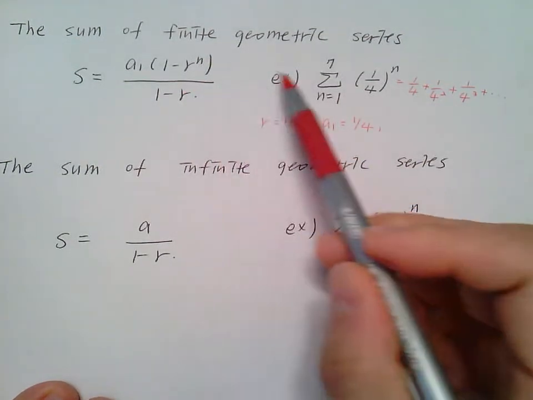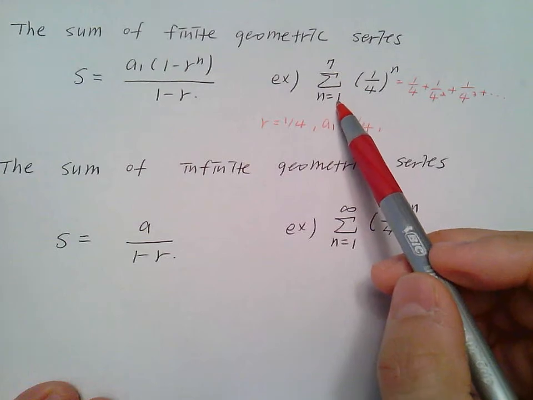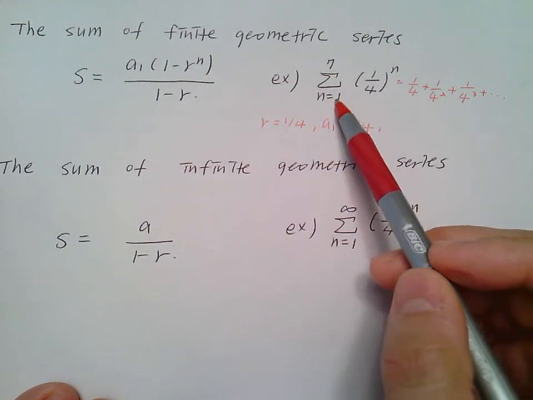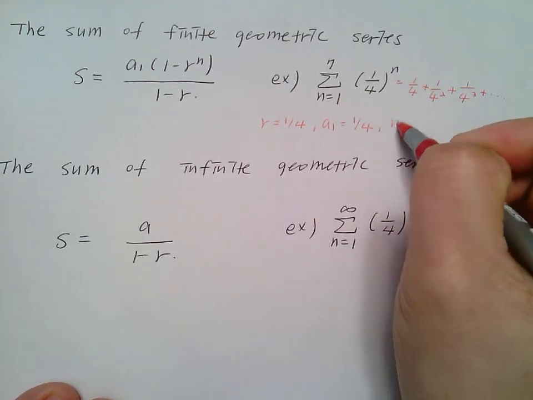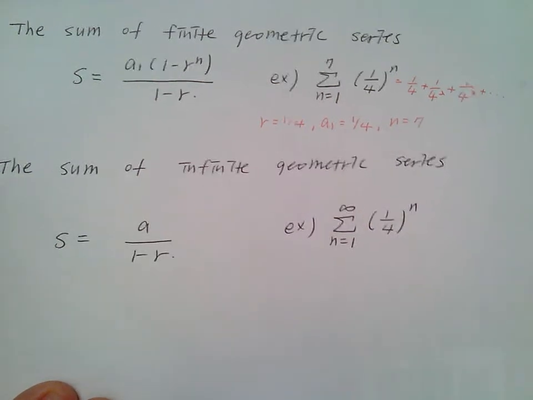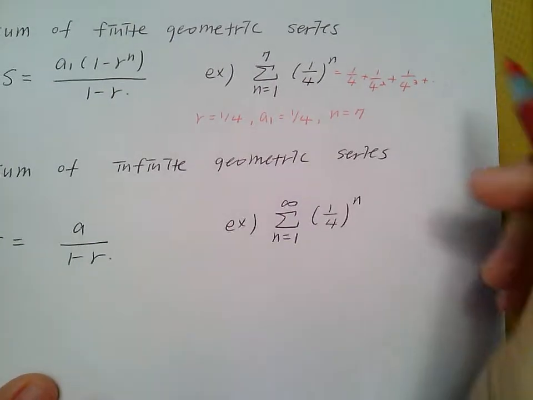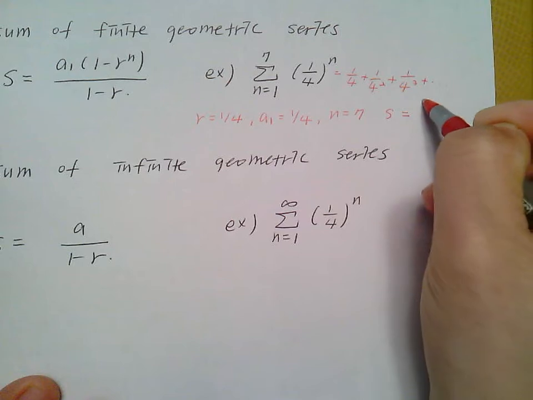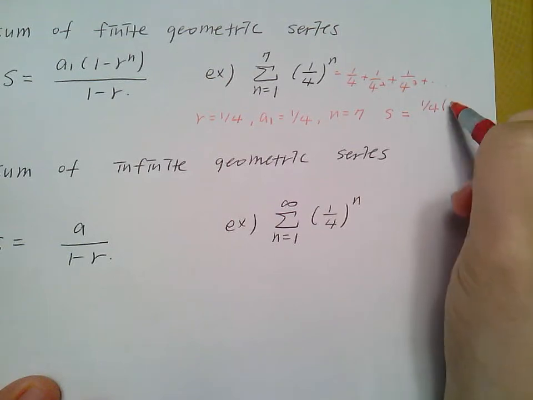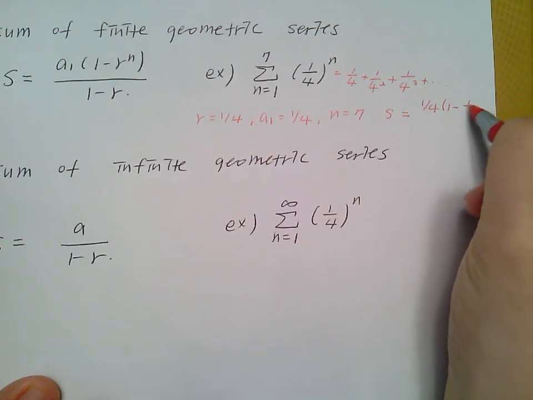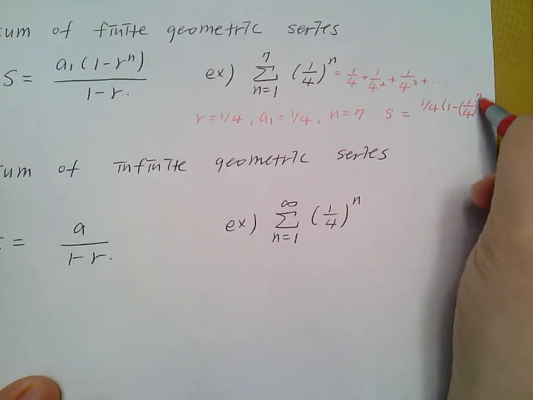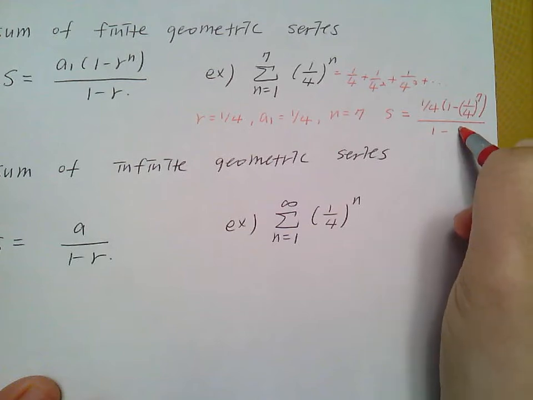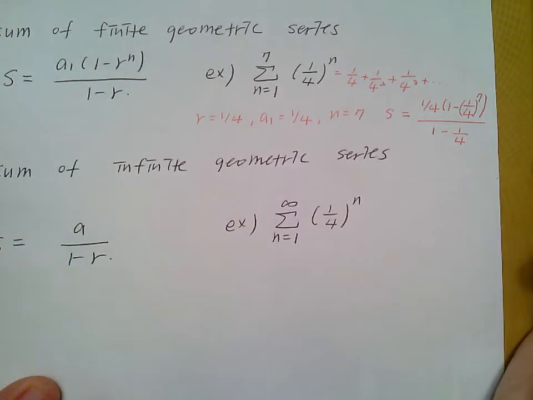The n stands for the number of terms. So think about it. n starts at 1 to 7: 1, 2, 3, 4, 5, 6, 7. So we know we have 7 terms. Once you find that out, we can just plug into the formula. So the summation is a1, 1 over 4, times 1 minus 1 over 4 to the 7, over 1 minus 1 over 4.